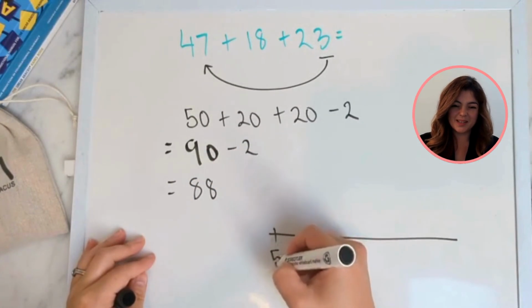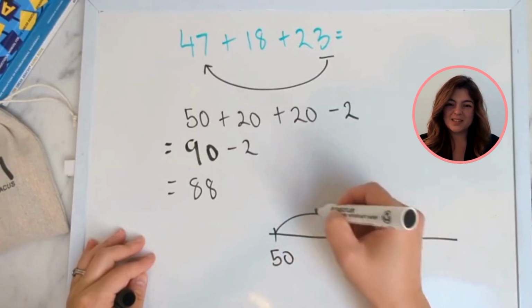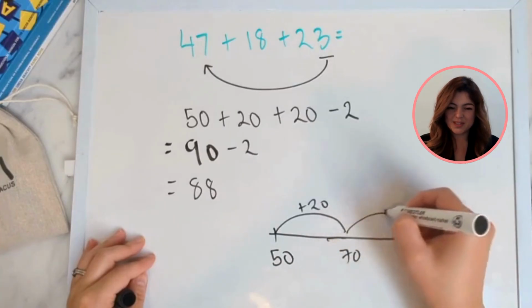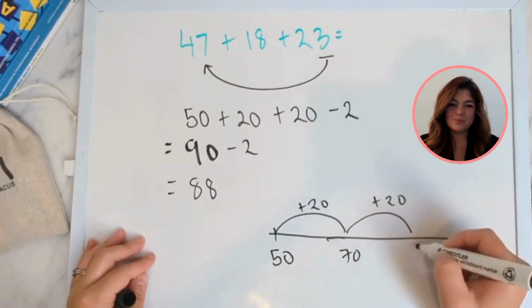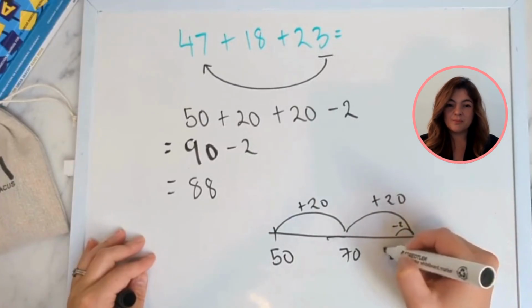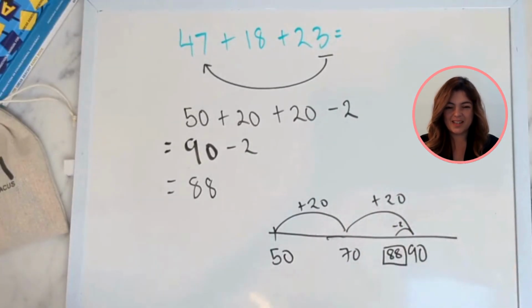Now to draw the number line, we look at something like this. We place 50 at the beginning, we add the first jump, which is 20, which gets me to 70, plus another jump of 20, which gets me to 90, and we jump backwards 2, which gets to 88.